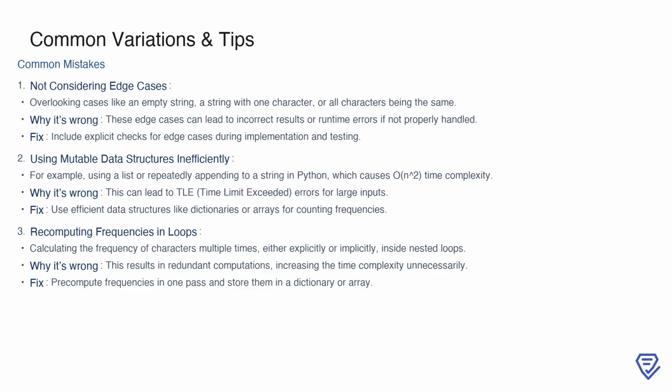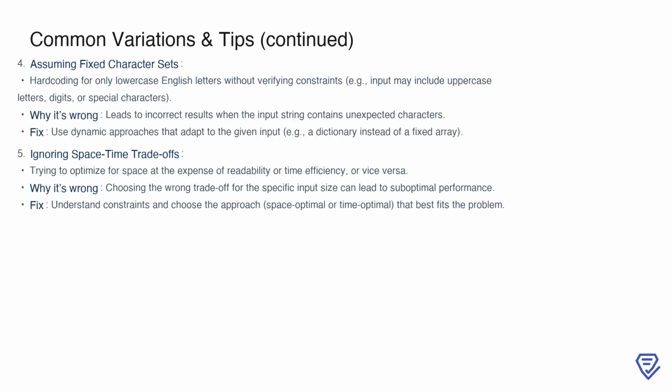Lastly, avoid recomputing character frequencies inside loops. This happens when you calculate counts multiple times, either explicitly or implicitly, within nested loops. It's redundant and inflates the time complexity. A better approach is to pre-compute frequencies in a single pass and store the results in a dictionary or array for reuse. Another mistake to watch out for is assuming fixed character sets.